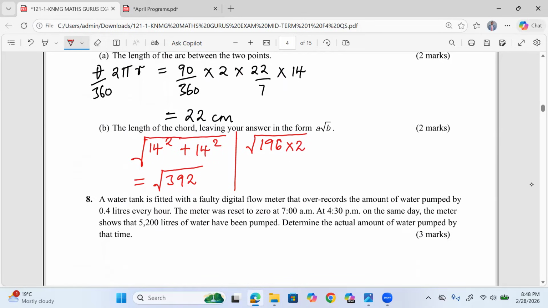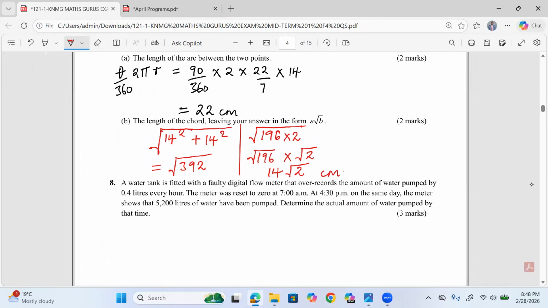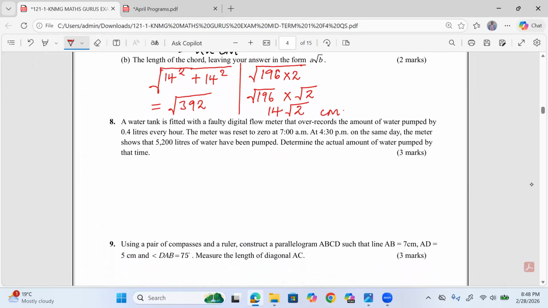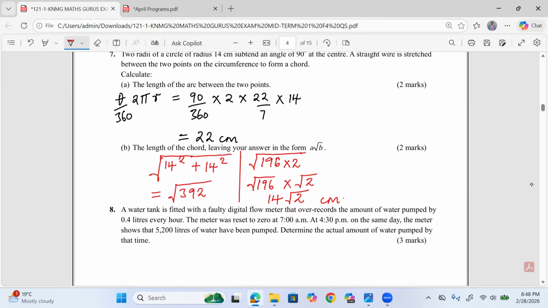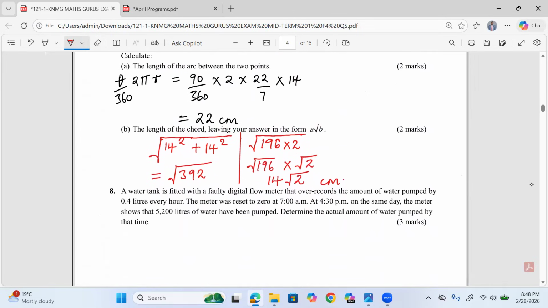You know, a surd should be in its simplest form. Therefore, 196 is a rational number, and it can be worked out. Square root of 196 times the square root of 2. Therefore, this is 14, and the square root of 2 is irrational. So that is the length in surd form, 14 root 2 centimeters. A very good question. The length of an arc, also the length of a chord, together with a review on surds.